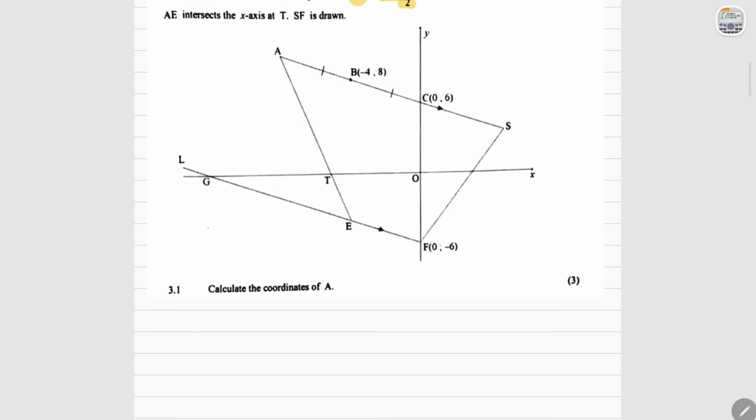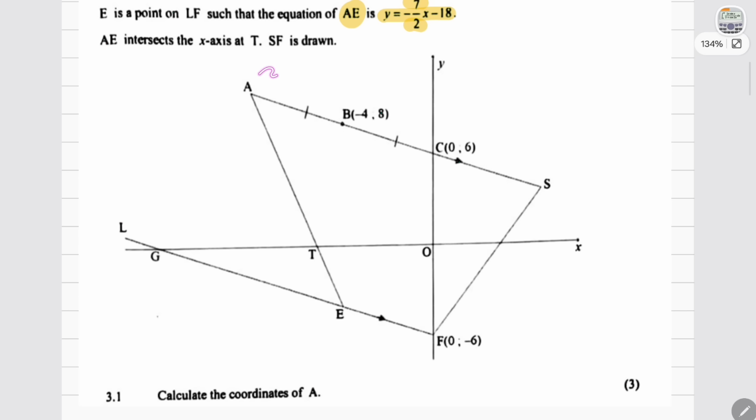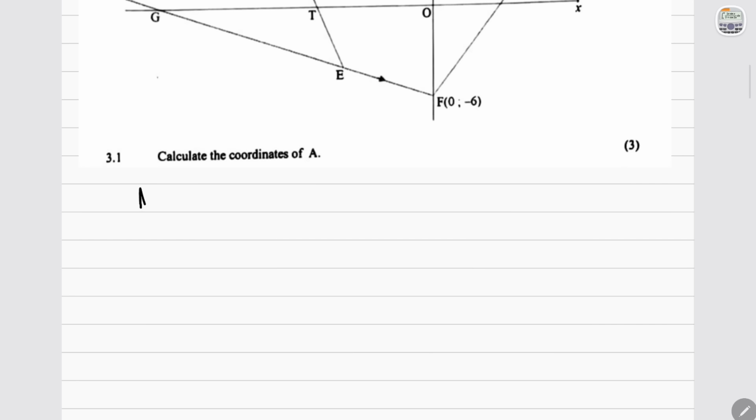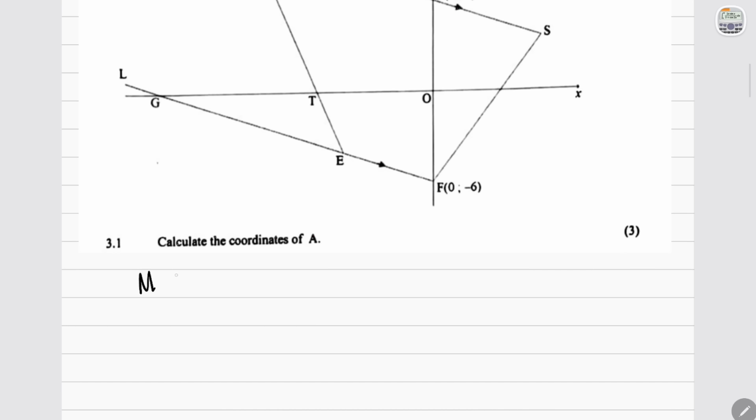Okay, the first question says to calculate the coordinates of A. What did I tell you about this line AC? They said that B is the midpoint of line AC. So if B is the midpoint, this is the middle, and you have one endpoint, you can find the other endpoint using the midpoint formula. Okay, so this is what we have. We have A being (x, y), and to find the midpoint of line AC, I'll just put the midpoint formula down first: (x1 + x2) over 2, and then (y1 + y2) over 2.